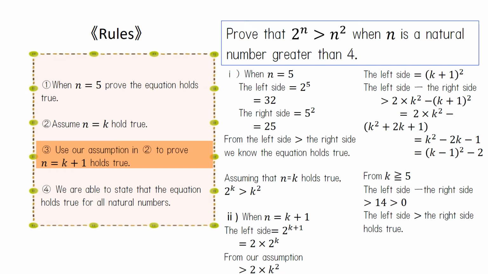This equals 2 times k to the power of 2 minus (k squared plus 2k plus 1), which equals k squared minus 2k minus 1, which equals (k minus 1) to the power of 2 minus 2. From k greater than or equal to 5, we know that the left side minus the right side is greater than 14, which is greater than 0. From that, we know that n equals k plus 1 holds true.